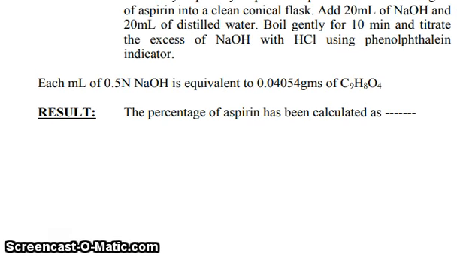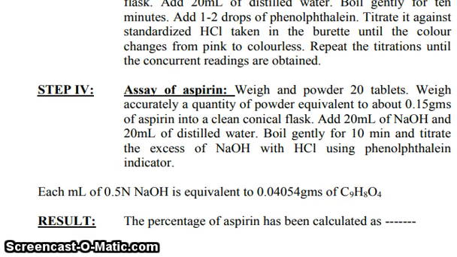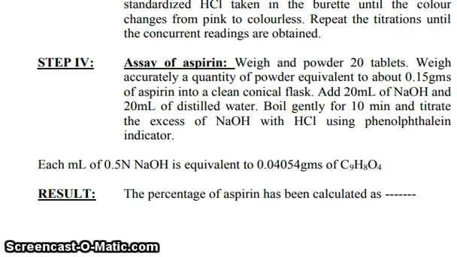So friends, in the third step, you have to standardize the sodium hydroxide solution, the blank determination. Fill the burette with hydrochloric acid. Pipette out 20 milliliters of the given sodium hydroxide solution into a clean conical flask. Add 20 milliliters of distilled water. Boil gently for 10 minutes. Add 1-2 drops of phenolphthalein. Titrate it against standardized HCl taken in the burette until the color changes from pink to colorless. Repeat the titrations until concurrent readings are obtained.